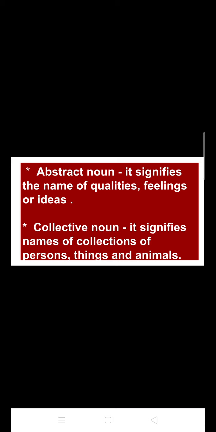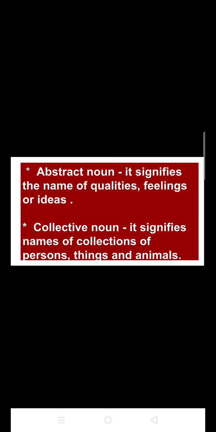In that session, you got to know that an abstract noun signifies the name of qualities, feelings, or ideas which cannot be touched or seen. And a collective noun signifies the names of collections of persons, things, and animals. So, with this, here comes an end to our categories of nouns. But besides these categories, there are a few more types of nouns about which we are going to have a discussion today.